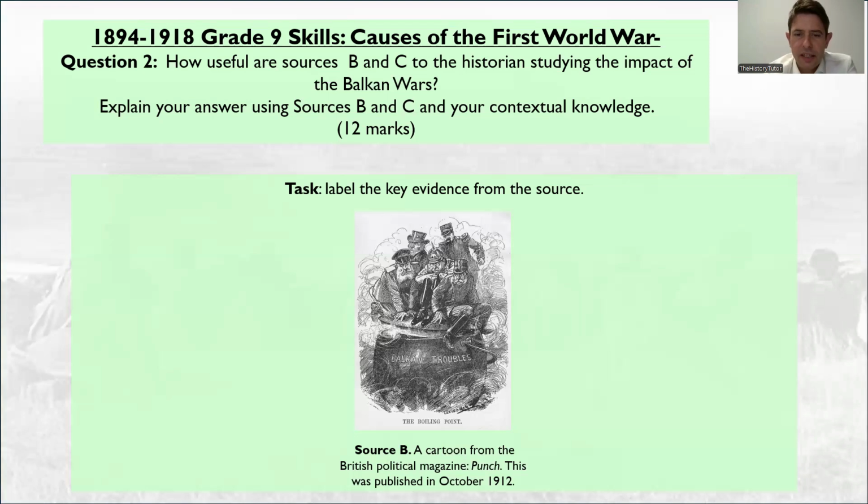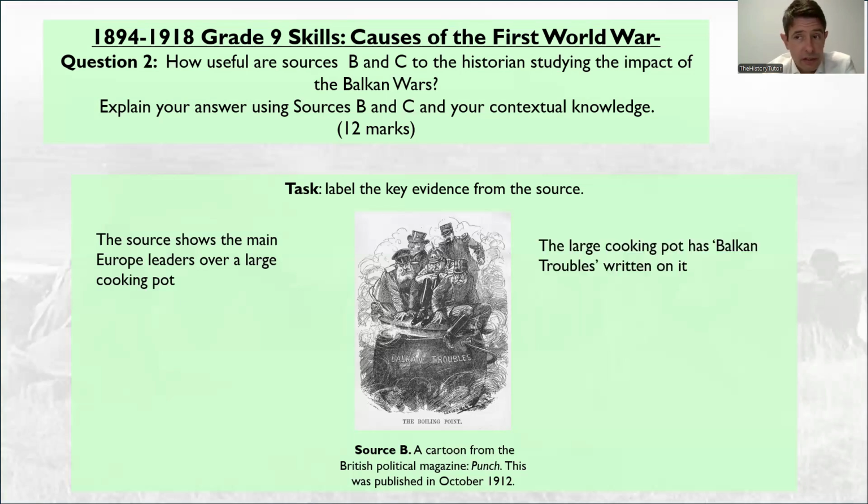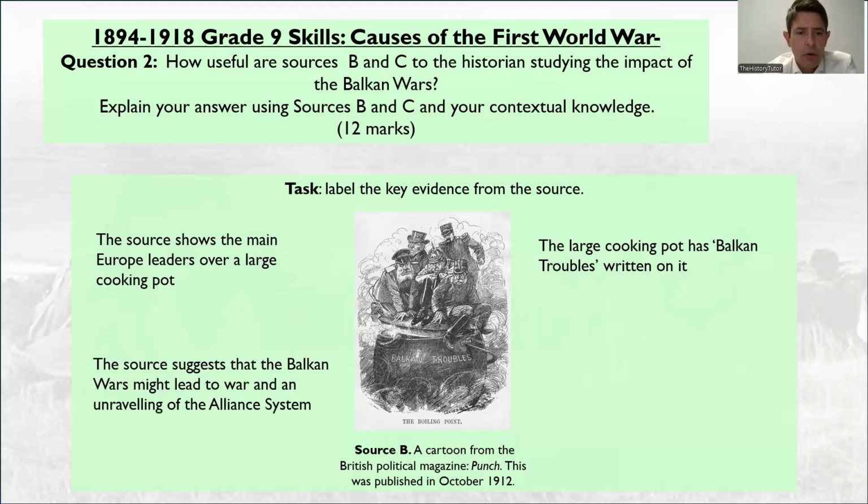Okay, you've got some ideas. So what about this then? So you picked out, obviously, the source shows the main leaders of Europe over a large cooking pot, and the cooking pot has the Balkan troubles written on it, which obviously suggests there's a crisis on the way. The Balkan Wars might lead to a big crisis where all of the alliance system countries are unraveled in some sort of wider conflict. And of course, the pot is bubbling over. So there's going to be a real problem here. It might even be a certain sense of using the phrase melting pot.